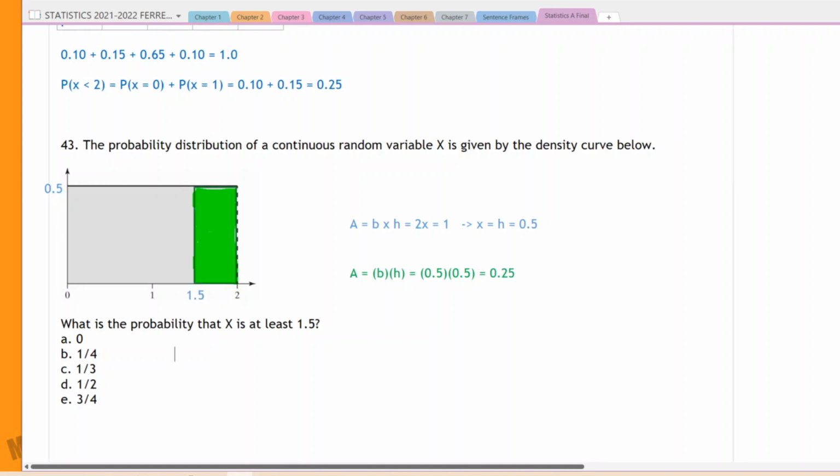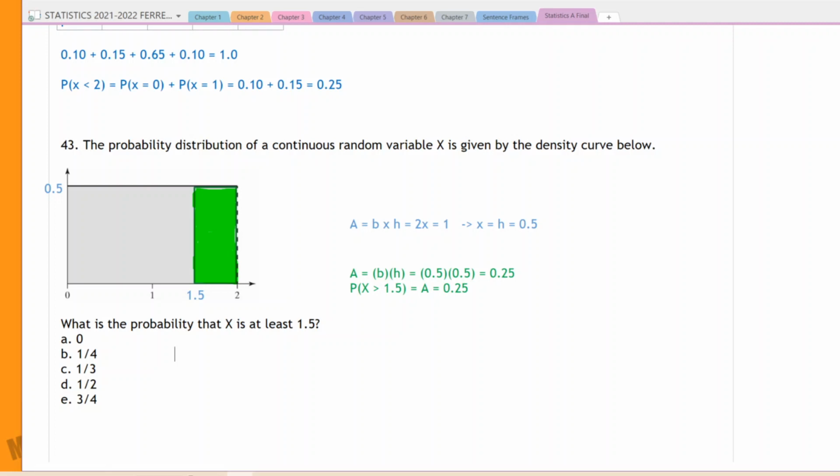And that gives me that the area of that rectangle is 0.5 times 0.5, or 0.25. And then finally, the probability that x is greater than 1.5, at least 1.5, is the same as that area, and that's 0.25.